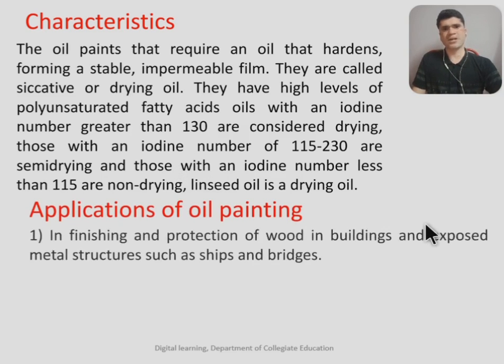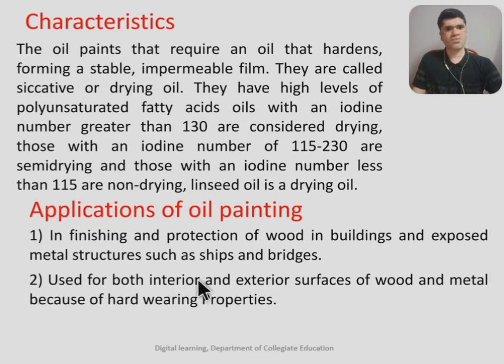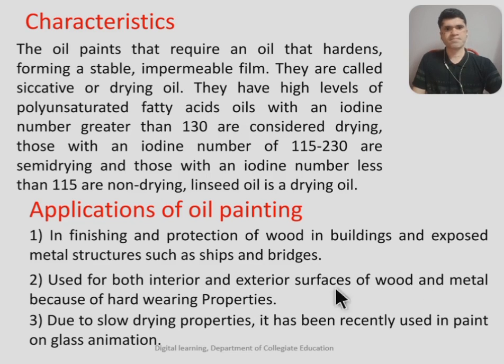Applications of oil painting. In finishing and protection of wood in buildings and exposed metal structures such as ships and bridges. Used for both interior and exterior surfaces of wood and metal because of hard wearing properties. Due to slow drying properties, it has recently been used in paint on glass animation. So these are some of the applications of oil paint.